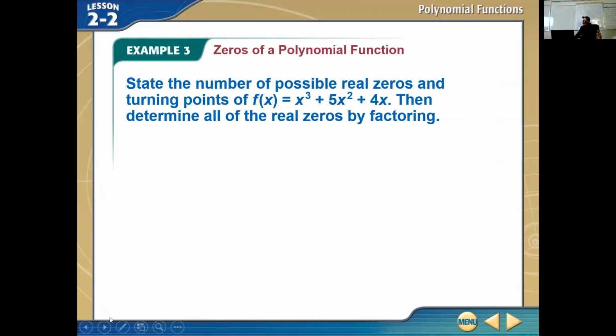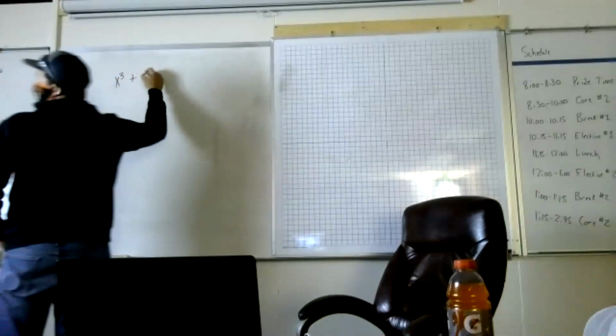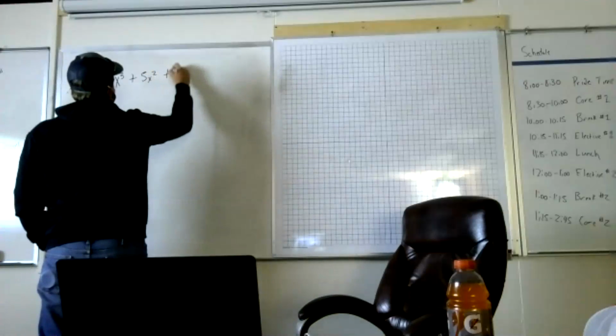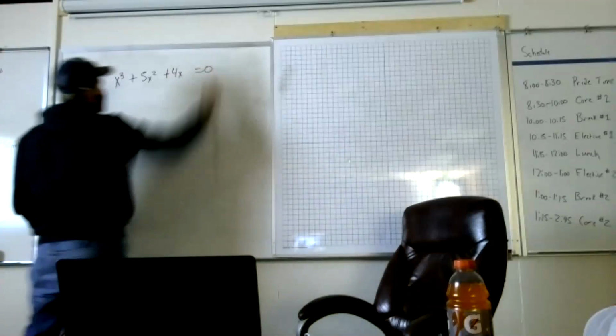So, state the possible real zeros of the turning points of f of x, which is equal to x cubed plus 5x squared plus 4x. Then determine all the real zeros by factoring. So when you're looking at this, you're going to be factoring quite a bit. We're given x cubed plus 5x squared plus 4x. Okay, it's all set equal to 0 because we're looking for zeros.